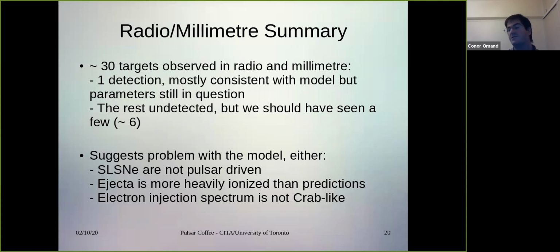But then this begs the question, why haven't we seen these in X-rays or gamma rays, where there could be a lot of emission? So there's still the question of where is the energy going, and we don't know that yet. There's still a lot of work on what kind of injection spectrum we could have. So, any questions on radio millimeter before I move on? Okay, let's go to dust then.